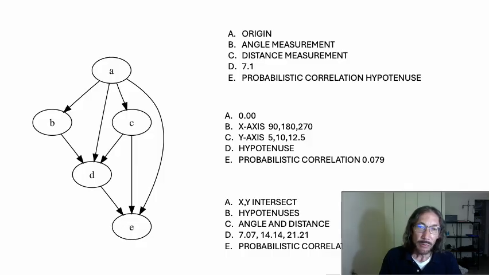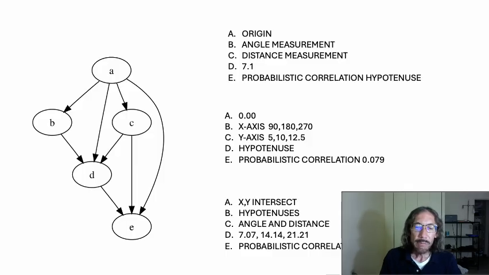be labeled. A would be the origin, or 0, x and y intersect. B would be angle measurement. C could be distance measurement. And that leads to a hypotenuse at 7.1, or hypotenuse in general. There are 3 lines of hypotenuse coming off this graph: 7, 7; 14, 14; and 21, 21.